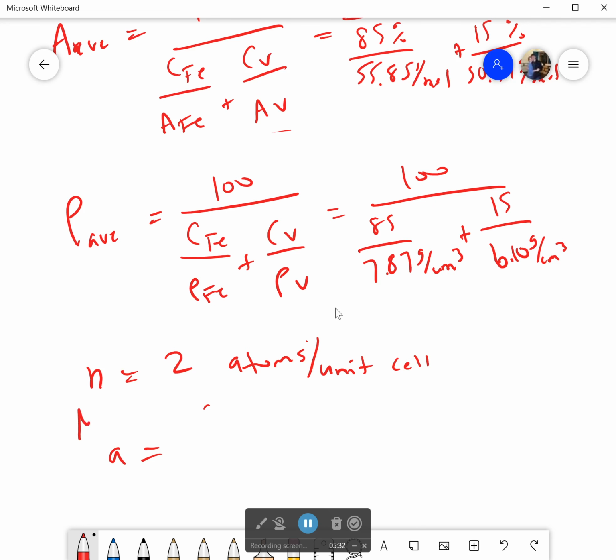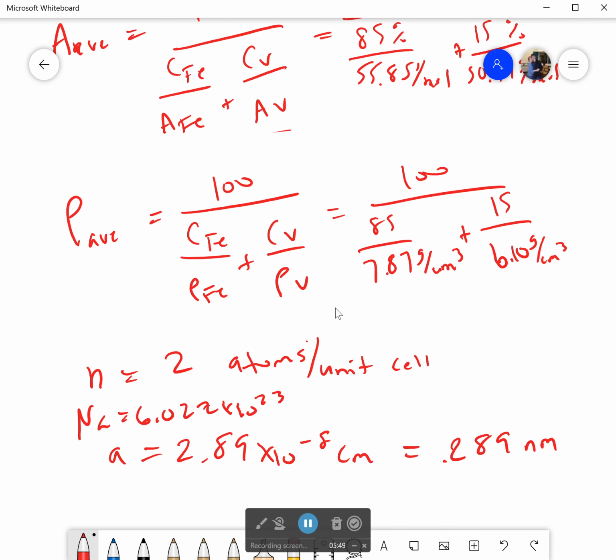If you don't know it, Avogadro's number is 6.022 times 10 to the 23rd. Be very careful plugging all that into your calculator, and you will get 2.89 times 10 to the negative 8 centimeters, which is equal to 0.289 nanometers. And that would be the average. Average is the key word here, unit cell length. It's not saying that every side would have that, but on average, that's what you would see.